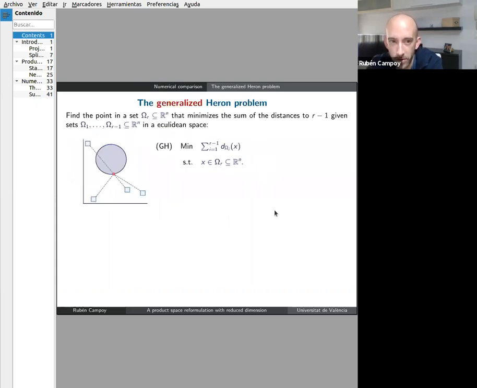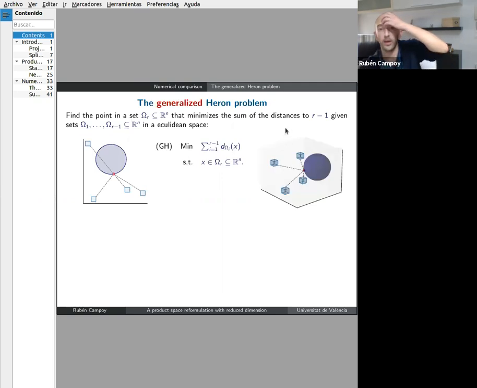The generalized version replaces the line by a convex set and the points by convex sets too. Okay, so we want to find the point in the ball that minimizes the sum of the distances to the squares. And now we don't have only 2 points that are squares, but we have an arbitrary number of squares here, r minus 1. And we don't need to live on the plane. We can live on any Euclidean space. Okay, so we can control here the number of constraint sets and the dimension of the space.